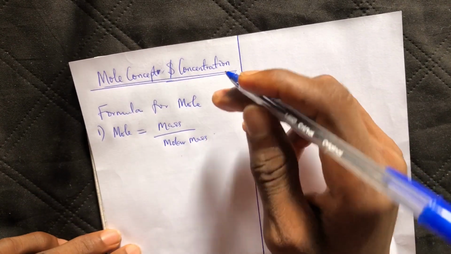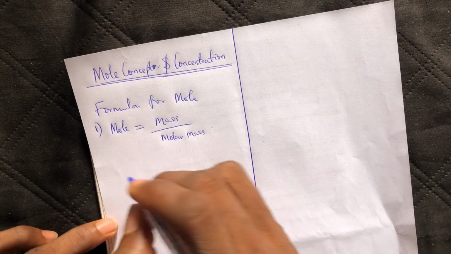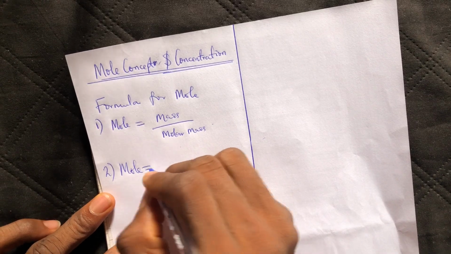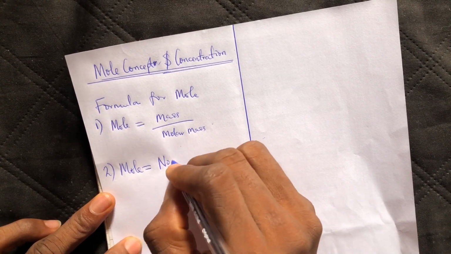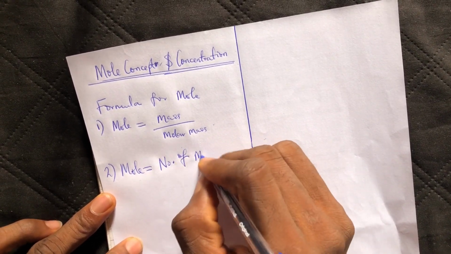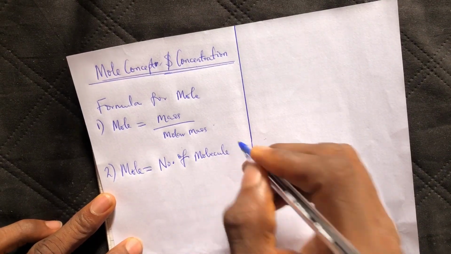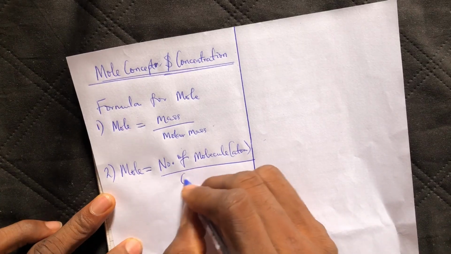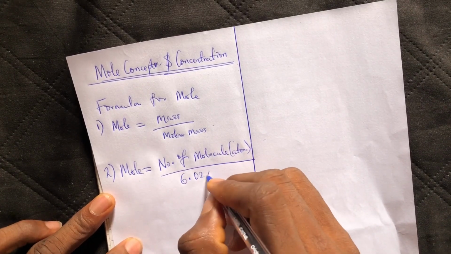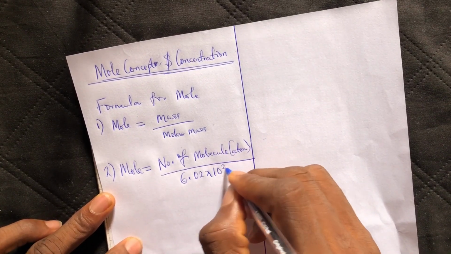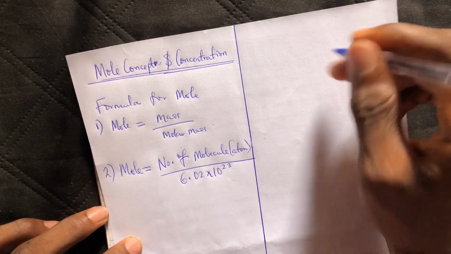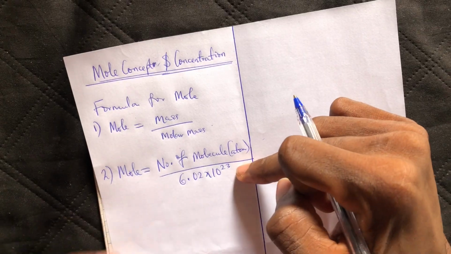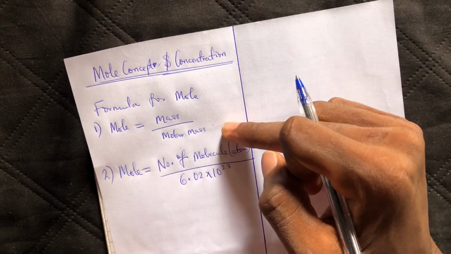All right, so the second formula under mole concept is mole equal to number of molecule over 6.02 times 10 raised to 23. Now this is the second formula that you actually need to be able to solve problems under mole concept.